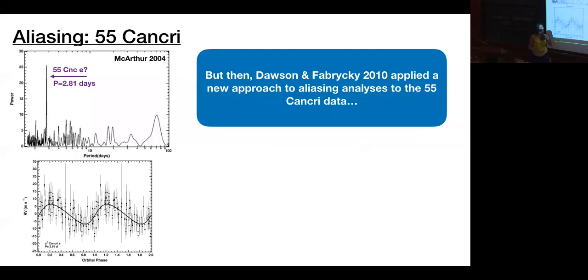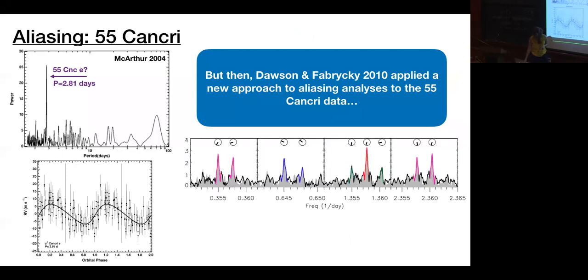And then there's a paper in 2010 by Rebecca Dawson and Dan Fabrycky that applied a new approach to aliasing analysis to the 55 Cancri data. And so they went through and studied not only the peaks in the periodogram, but also the phase of these peaks. I encourage you to go read this paper because it's actually really informative and like a study in how one should handle aliasing signals. But they said the signal that had been previously used, that 2.8-day signal, is actually a result of the twice a day observing strategy that was used. The real signal is much shorter.